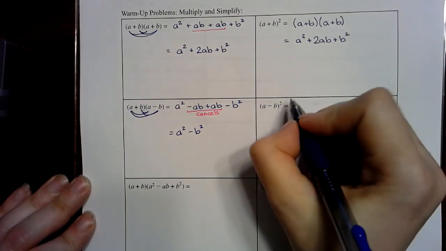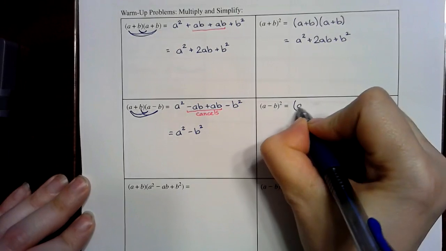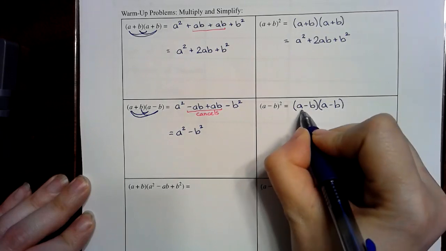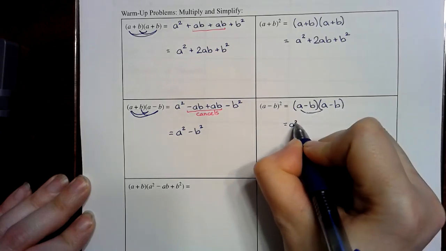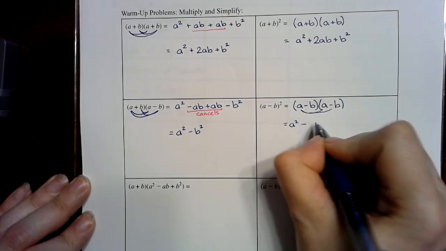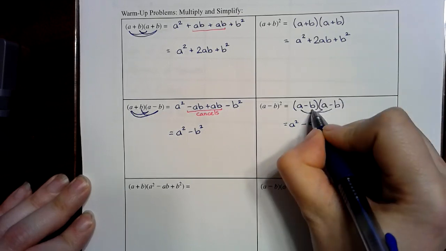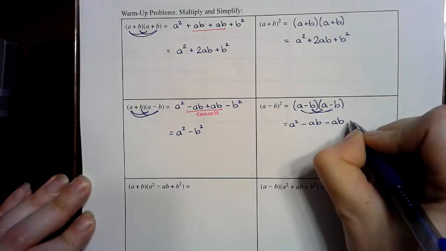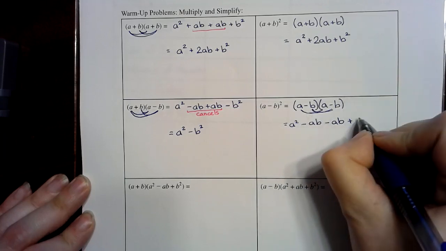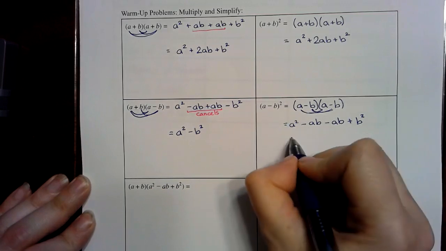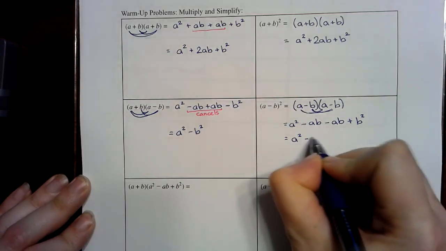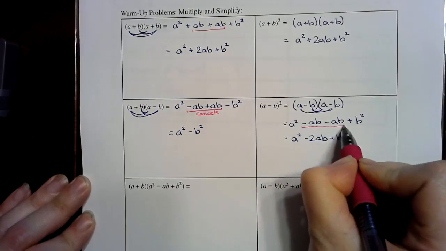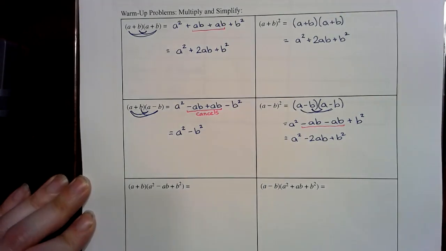Let's do it again. A minus b squared is really a minus b times a minus b. A times a will get me a squared. A times negative b will get me minus ab. Negative b times a will get me another minus ab. And negative times negative gets me positive. So negative b times negative b is positive b squared. Combining like terms again, I find that these middle terms add up to negative 2ab, and I have my final answer.